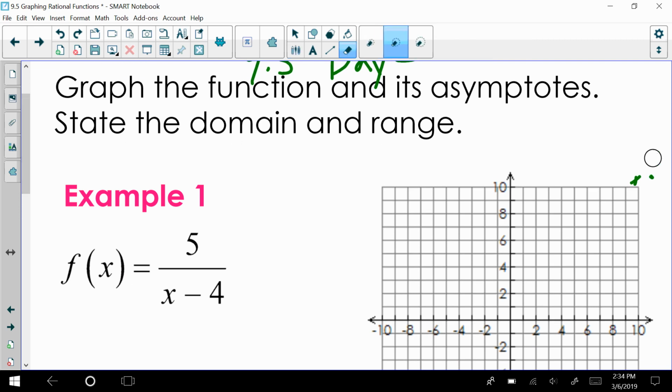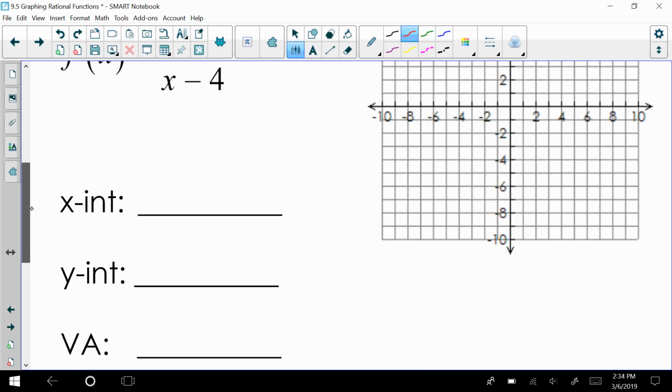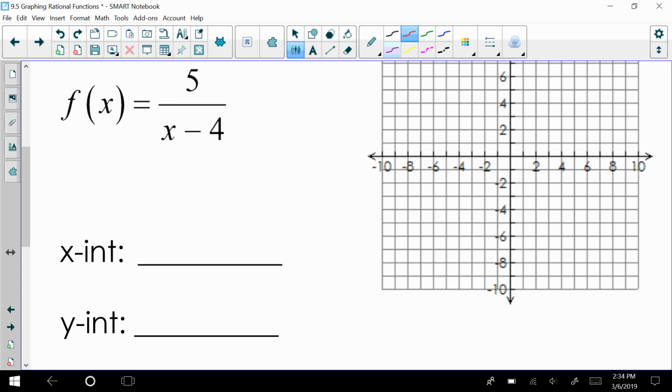Okay, now that you've had a chance to get the problem set up, I want to go through, and the first thing I want to do is do exactly what we did last time, which is find the x-intercepts. Well, I take the top and set it equal to 0. Okay, well that's 5 equals 0. I don't think that ever happens, so that's not applicable.